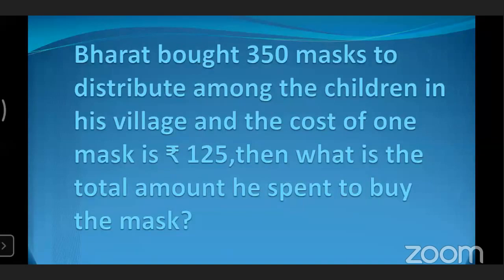Before solving the word problem, you need to read the sum very carefully. Read the sum 2 times, 3 times, 4 times. Understand what you have to do there. Clear it. After that only you have to solve the answer. Otherwise your answer will be wrong. So again I'm going to read the question for you. Bharat bought 350 masks to distribute among the children in his village, and the cost of one mask is rupees 125. Then what is the total amount he spent to buy the mask?